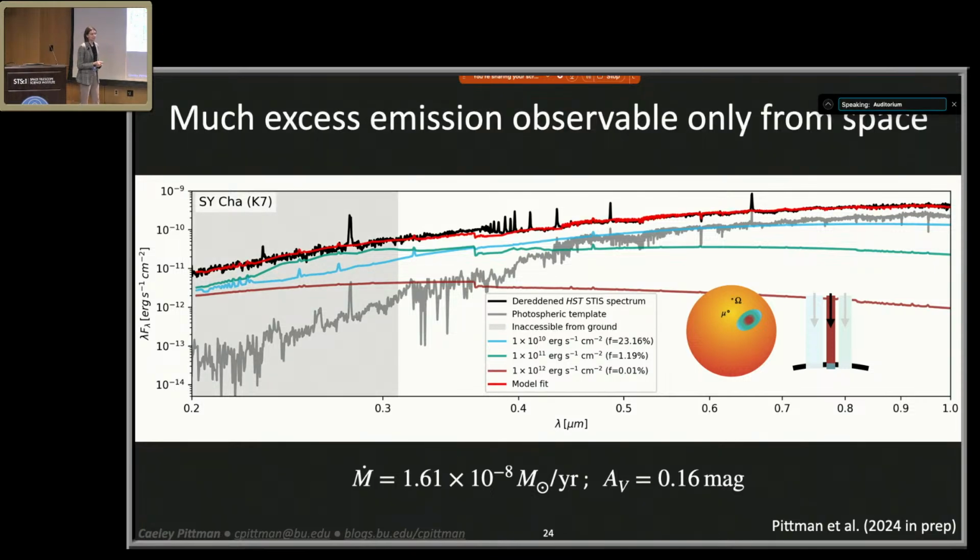And again, just to emphasize the need for HST, much of this excess is only observable from space. So if you don't have Hubble or another UV space instrument, you don't know any information about what's happening here.